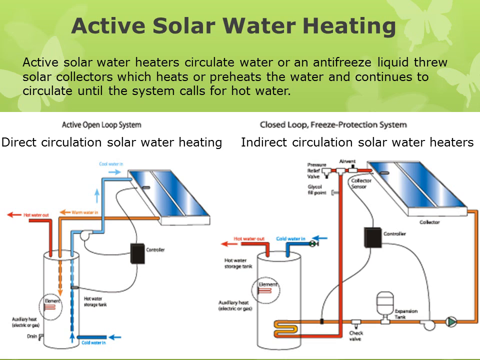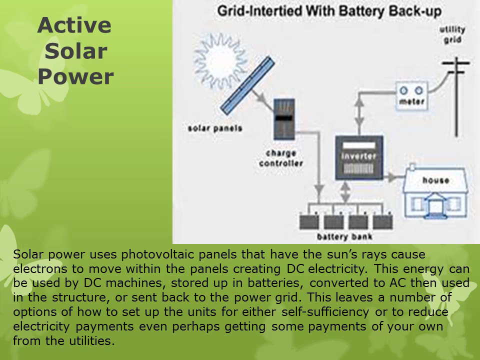The next alternative energy solution is active solar power. You basically end up using photovoltaic cells on the roof or outside of the building that catch the rays of the sun, which in turn causes electron movement within the panel that can then be routed into the business, to a battery bank, or back onto the utility grid.